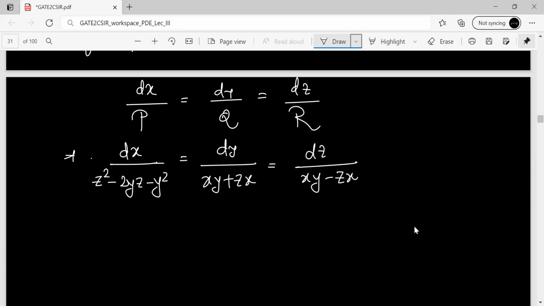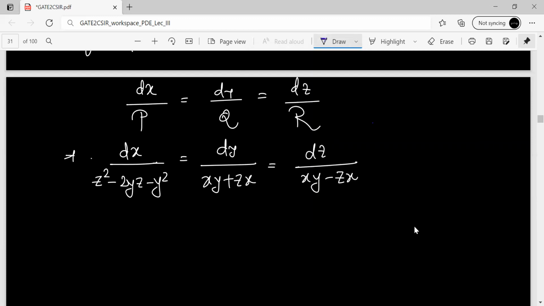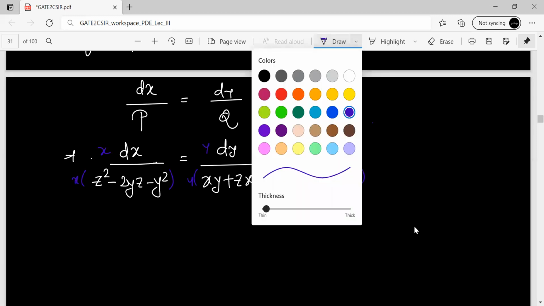This is 2yz, and here I have yz. So what should I do? xyz and xyz. Okay, perfect. So I'm not getting any idea. So I'll just try if it works. First multiply this by x, then multiply this by y, and multiply this by z. First, let's see what will happen.